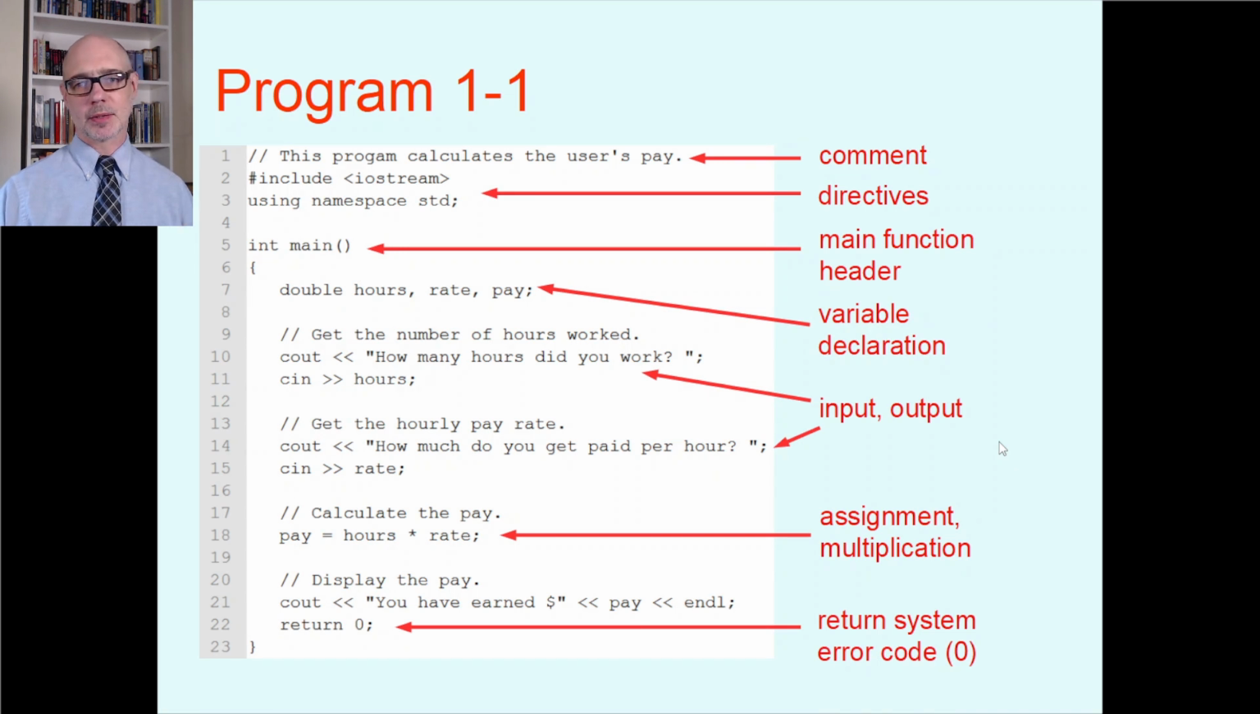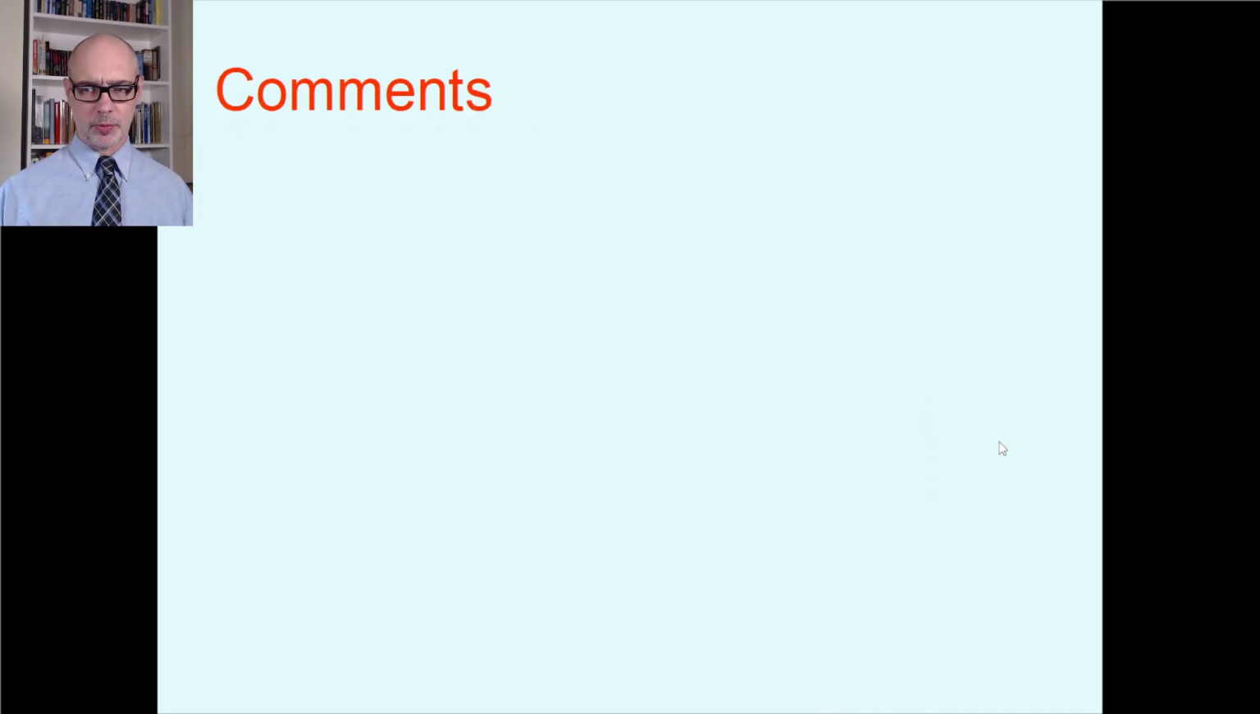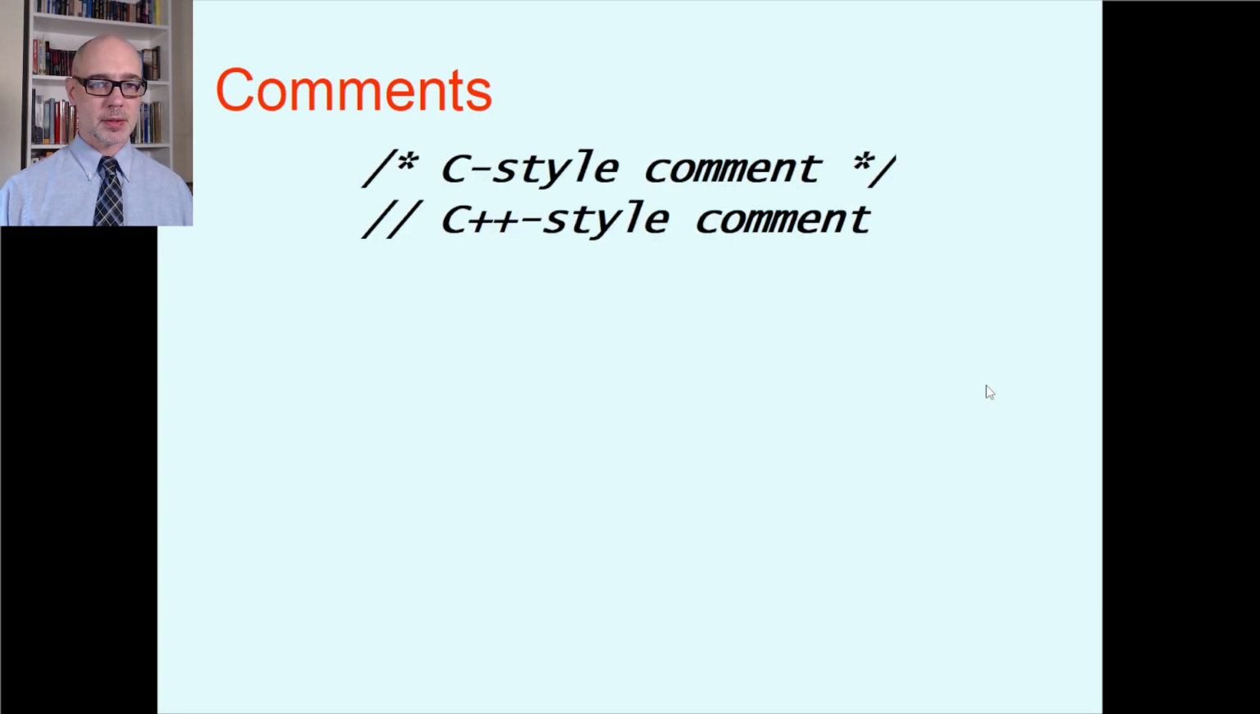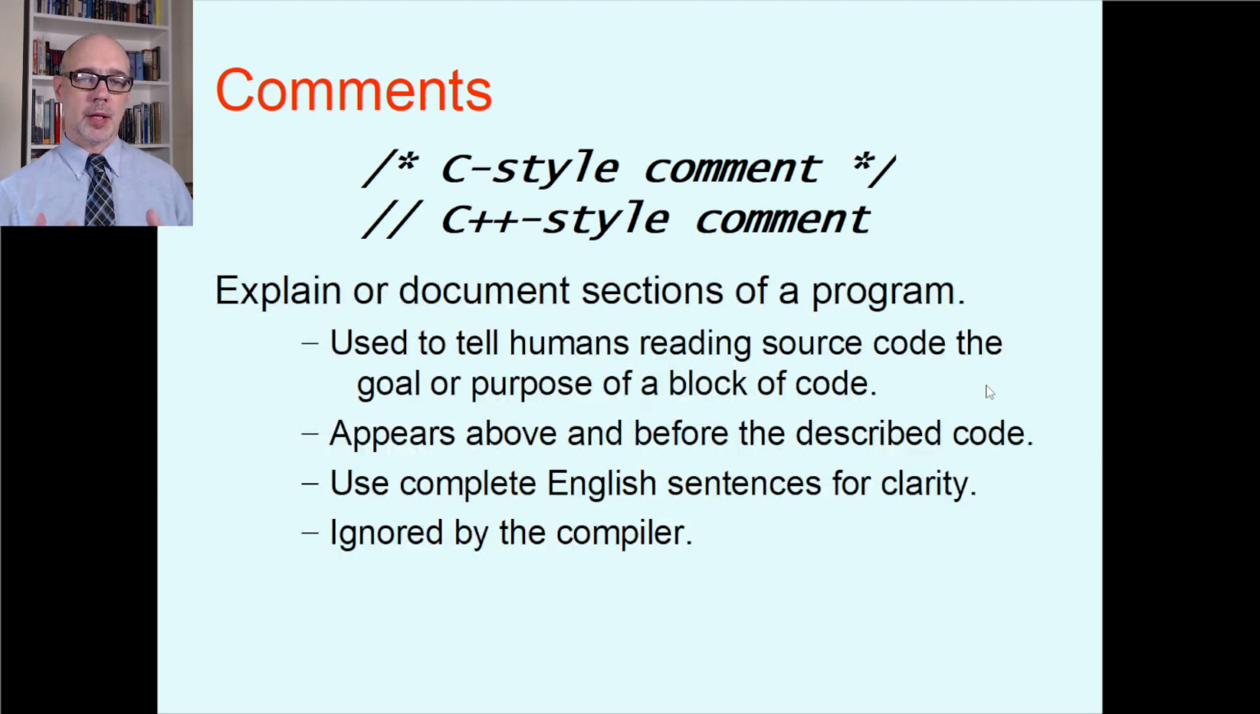Okay, that comment up at the top of the program, and all through the program too. We talked a little bit about that before, and there's a couple ways of writing comments in C++. Remember that the point of comments is that they get ignored by the compiler. They're for the human programmer, the human reader, and the point is to explain or document different sections of a program.